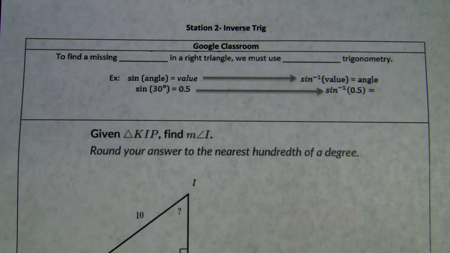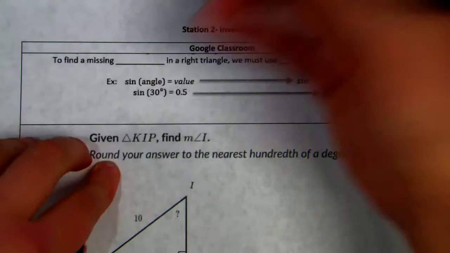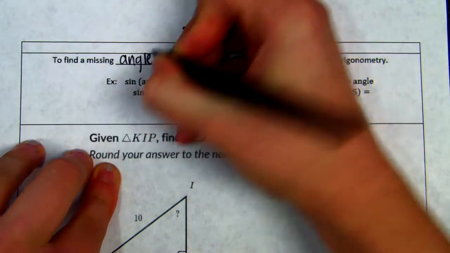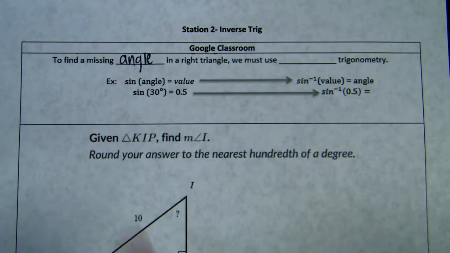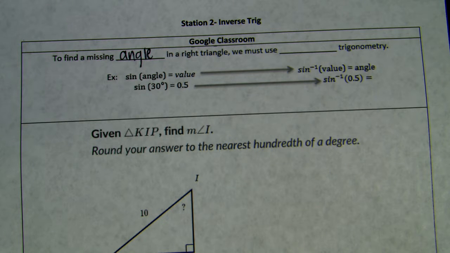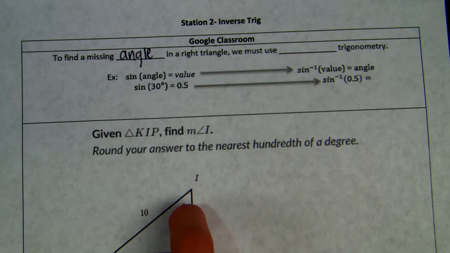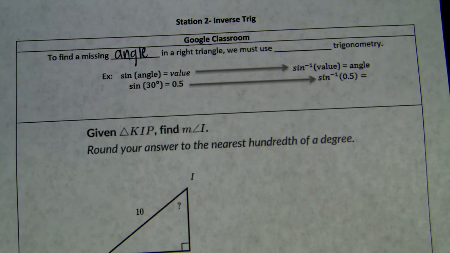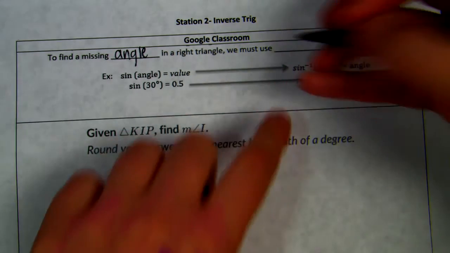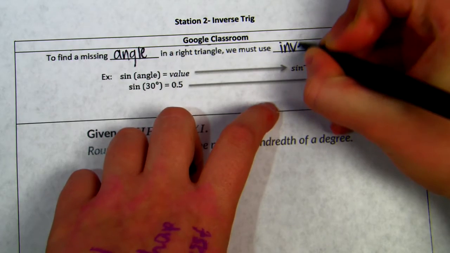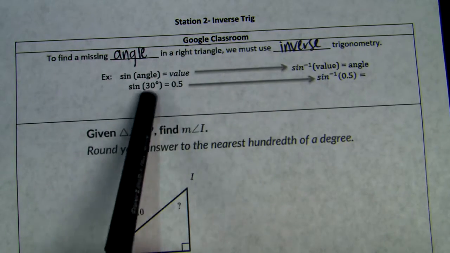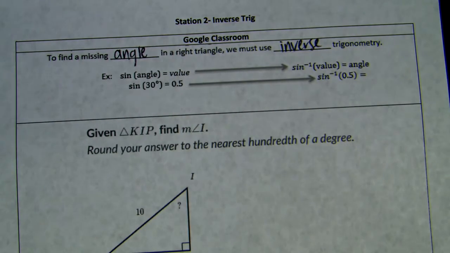To find a missing angle in a right triangle, notice how on the last practice we only were using angles to find missing side lengths. I can also use my trig ratios to find my missing angle in the triangle. So to find a missing angle in a right triangle, we must use inverse trigonometry. This example right here is exactly that.